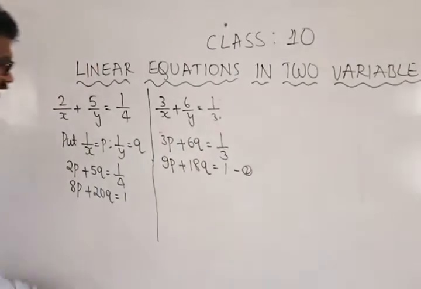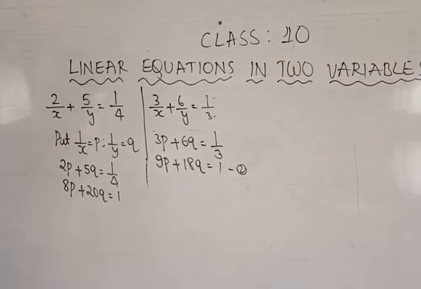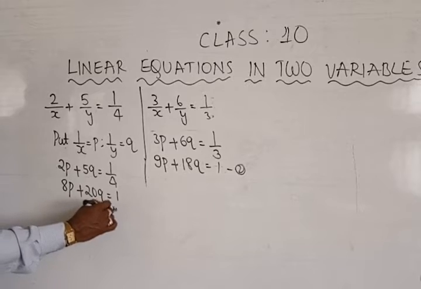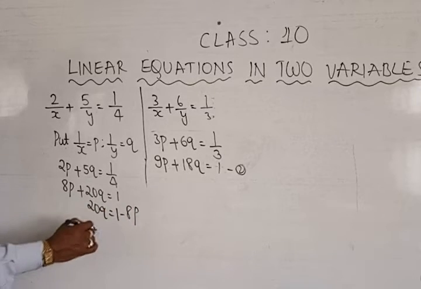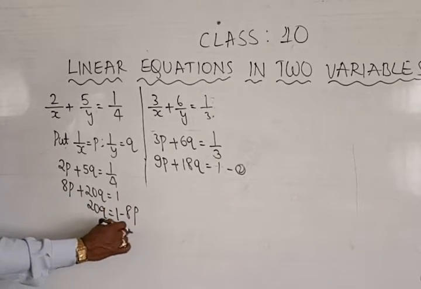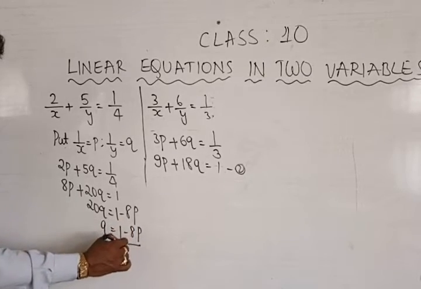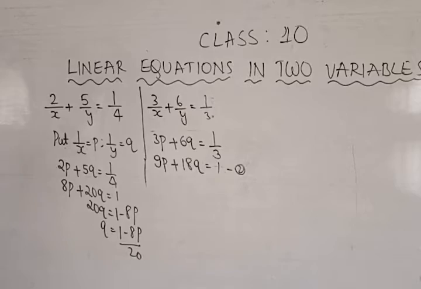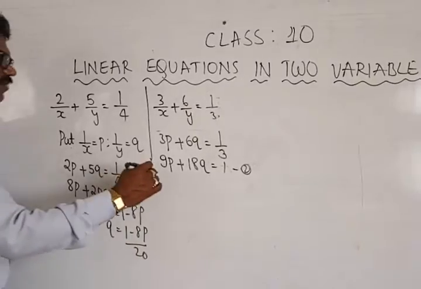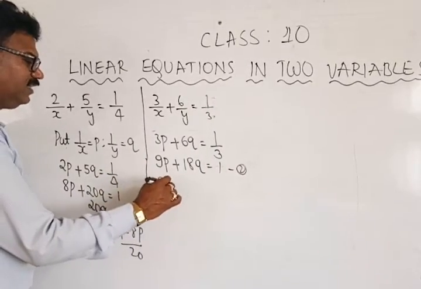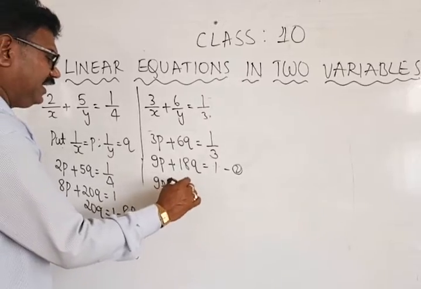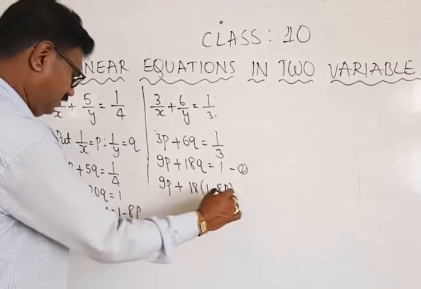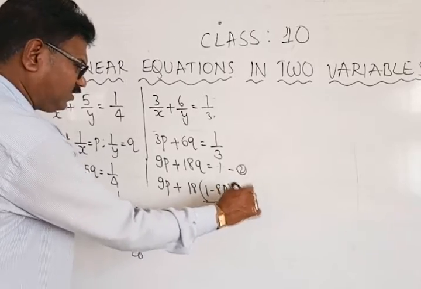Now here I will use the substitution method. 20q equal to 1 minus 8p. Therefore, q equal to (1 minus 8p) divided by 20. You substitute here. Then 9p plus 18 into (1 minus 8p) divided by 20 equal to 1.